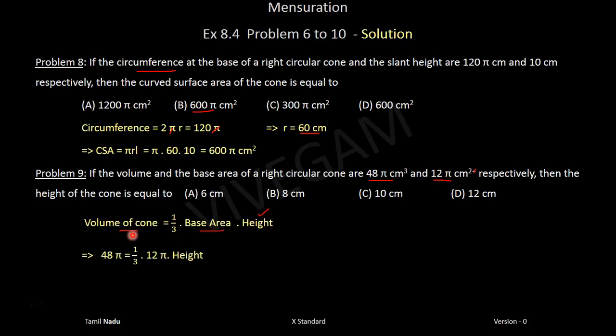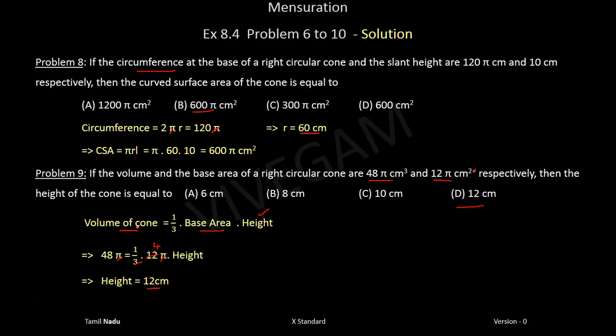So volume of the cone is 48 pi. Base area is 12 pi. If you see here, it's given. Okay, 48 pi and 12 pi, into height. So height will be, so now let's just cancel. So this pi and pi will cancel and 3 will go 4 times here. So height will be 48 by 4. So that will be equal to 12 centimeter. And which option is this? Option D.